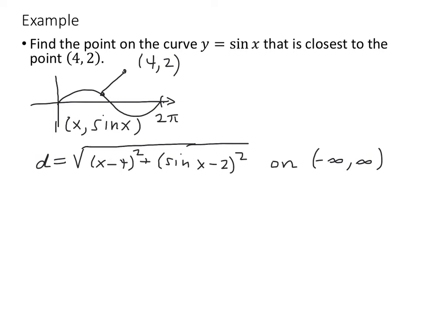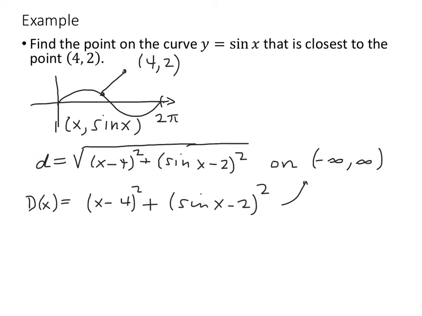Now, the square root complicates things when we take derivatives, so it's just as good for us to minimize the square of this little d. And if we do that, we get D equals (x minus 4) squared plus (sine x minus 2) squared on the same interval. A value of x that makes capital D as small as possible will also make little d as small as possible. And it's defined on this same interval.